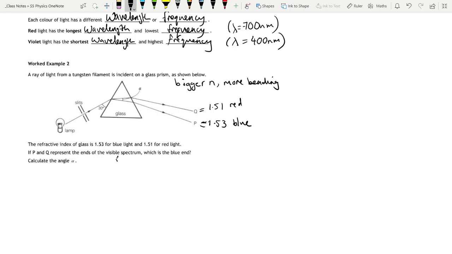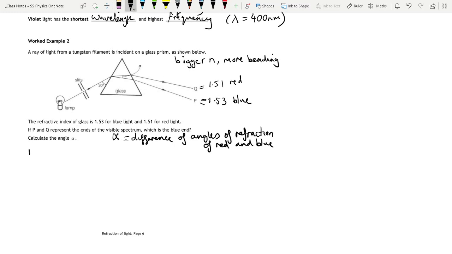So alpha is basically the difference between the angles of refraction of the red light and the blue light. So what we want to do is find the angle of refraction of blue light, find the angle of refraction of red light, and then just take them away from each other. So let's look at blue light first of all.